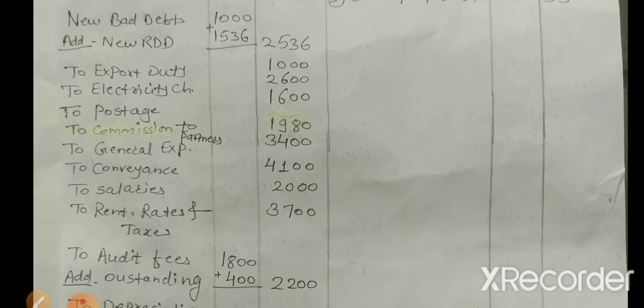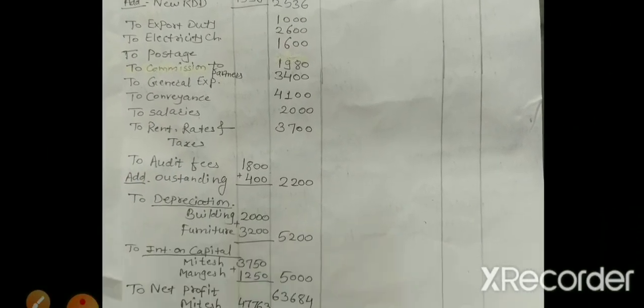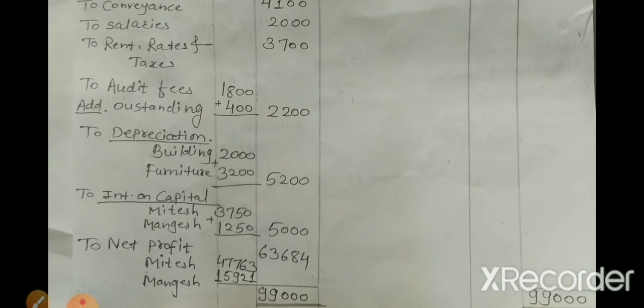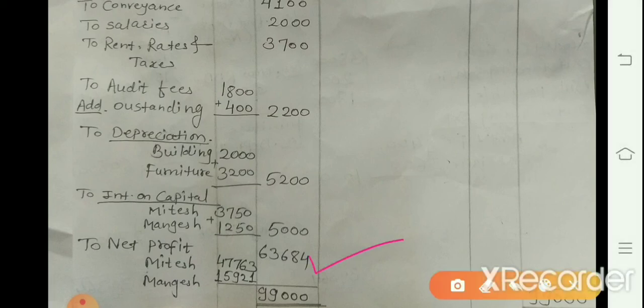Now close the profit and loss account first. Do the total of both the sides. Obviously credit side's total we will write on both the sides as it is greater. The total of debit side of profit and loss account is 35,316. Deduct this total from 99,000. The difference is our net profit, that is 63,684.